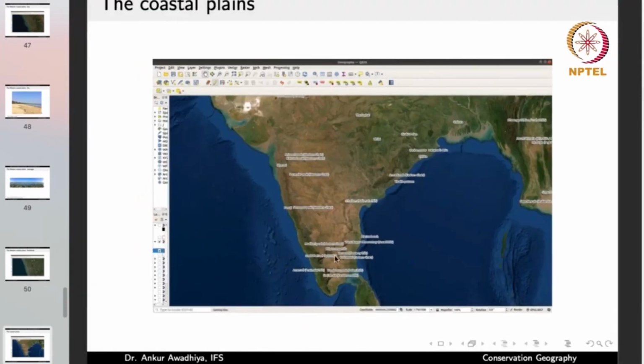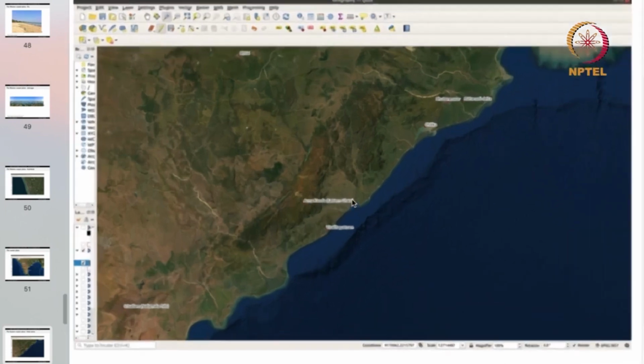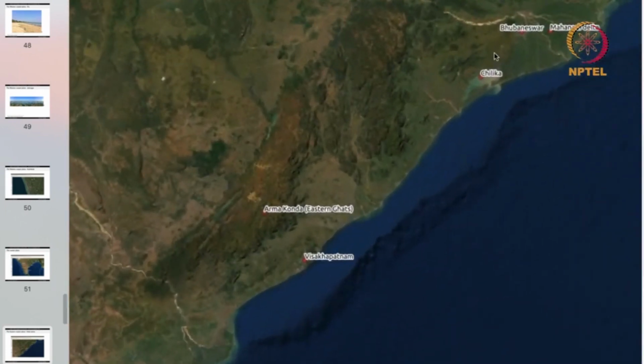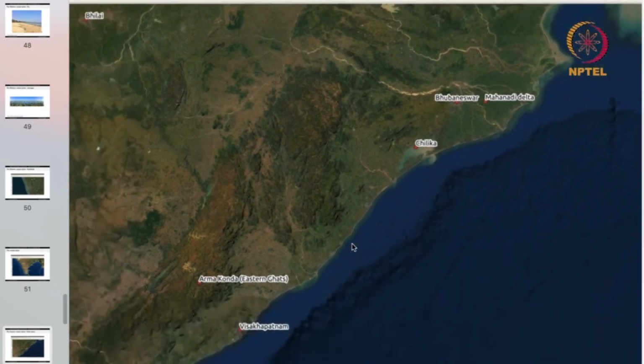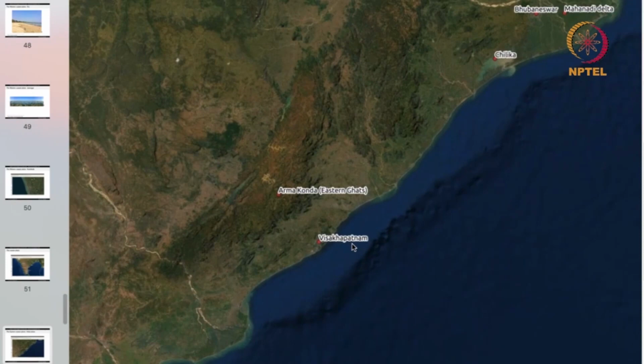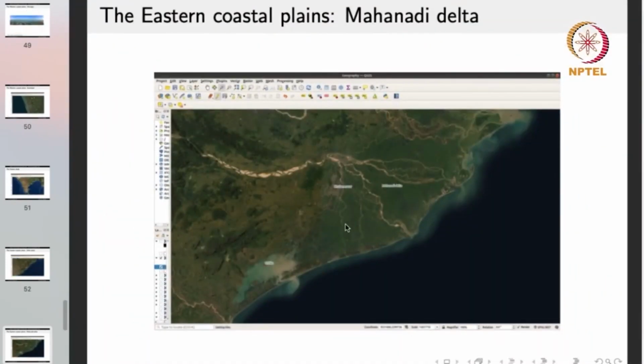So we have the eastern coastal plains and we have the western coastal plains. In the eastern coastal plains, we can talk about the Utkal plains. So the Utkal plains begin with the Mahanadi delta. So you can observe that this has a very triangular structure characteristic of the delta. Here we have the Chilka lagoon. So this is a brackish water lake, a salty water lake. We have the town of Vishakhapatnam.